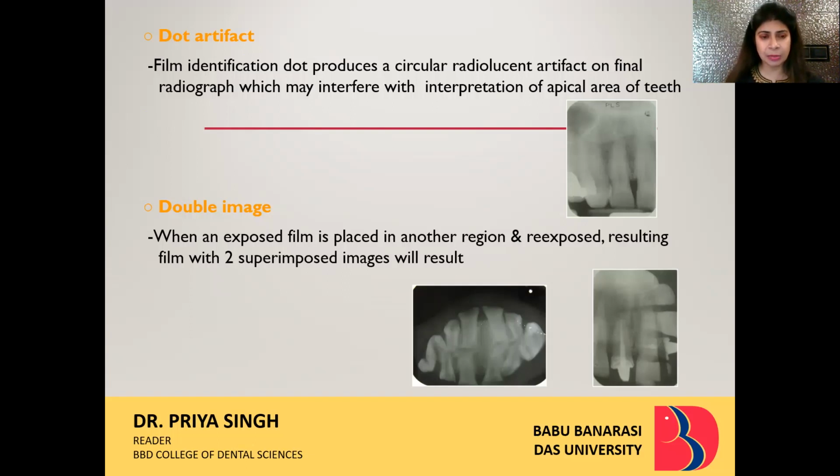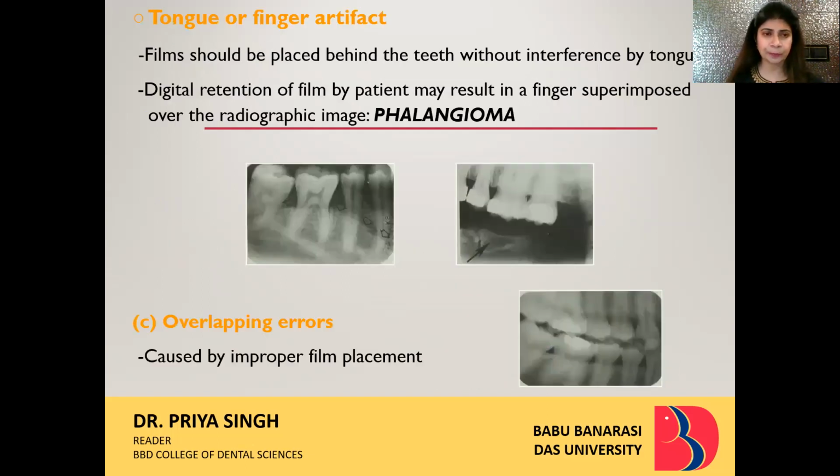Next is the double image. When an exposed film is placed in another region and re-exposed, the resulting film has two superimposed images. As you can see here, it almost looks like a snail. So identification that it has been exposed twice is very important. Even in the second radiograph, you can see that there is a vertical as well as a horizontal image of the dentition. This is because an exposed radiograph has again been exposed, and a double image is procured.